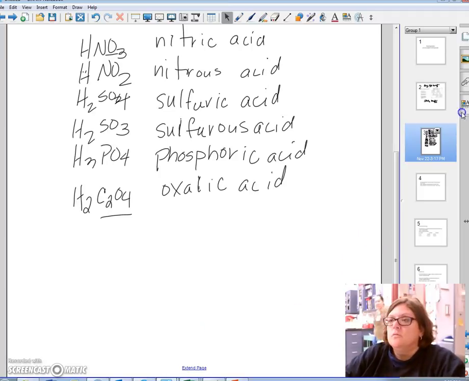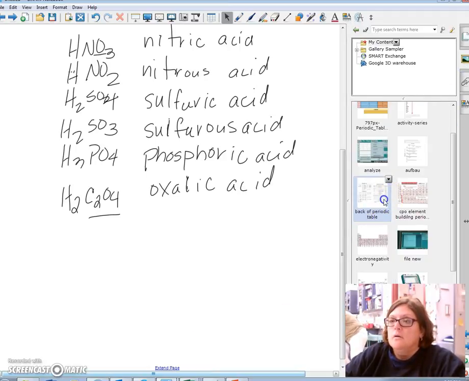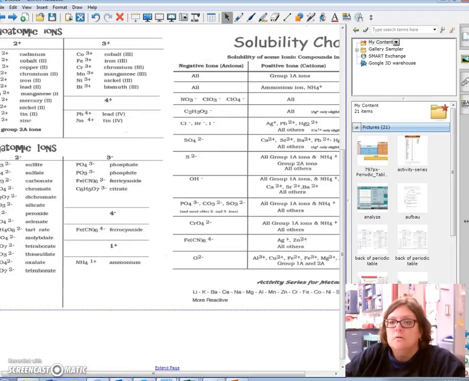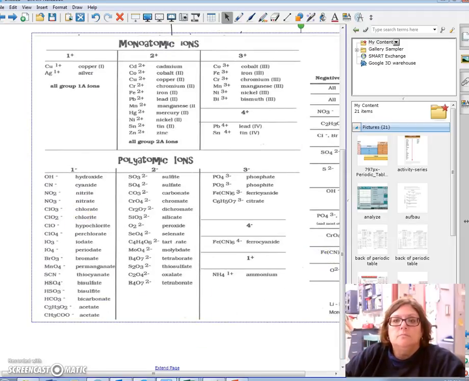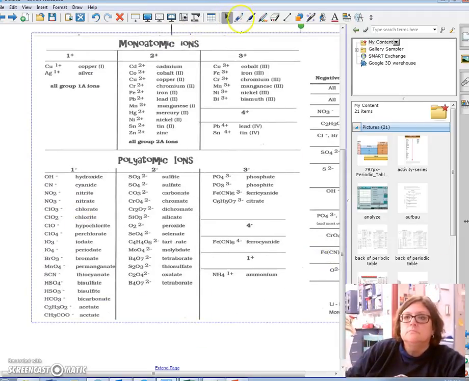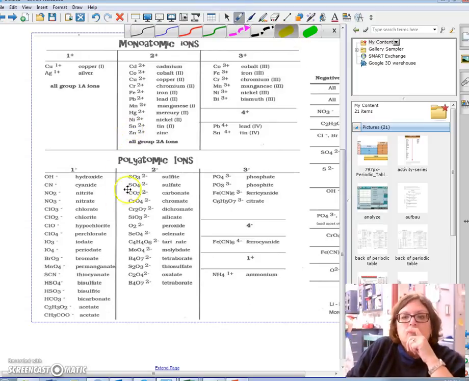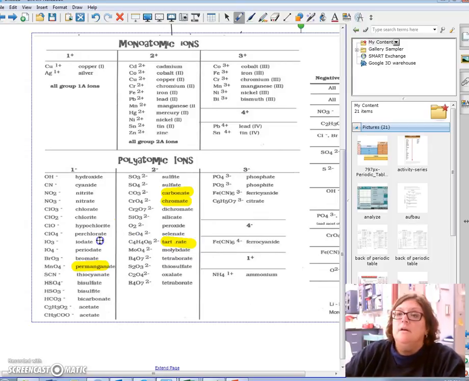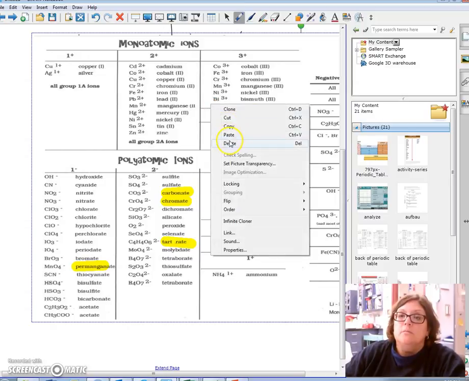All right. Let's take some more from our ion chart. Chromate would be chromic acid. Carbonate would be carbonic acid. Tartrate would be tartaric acid. Permanganate would be permanganic acid. Hopefully you kind of have the idea. We will practice those more next week.